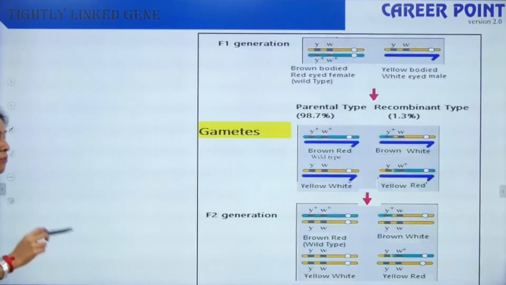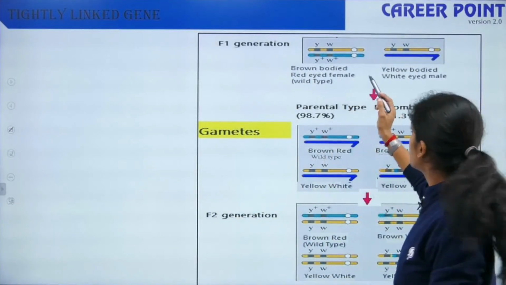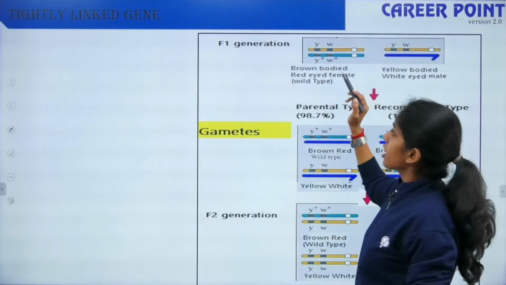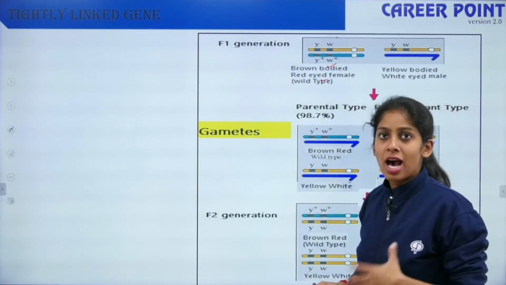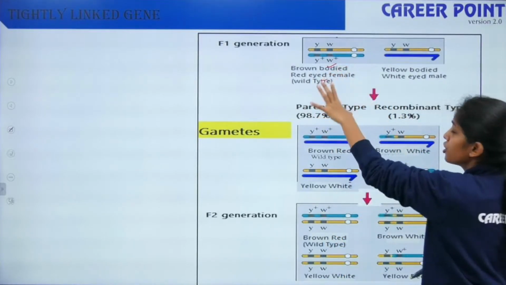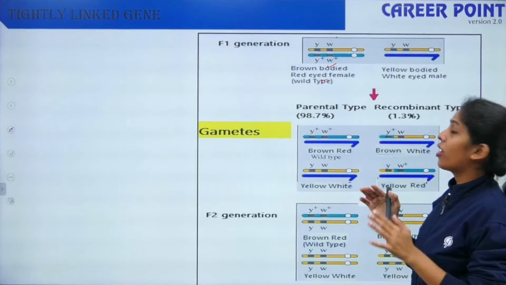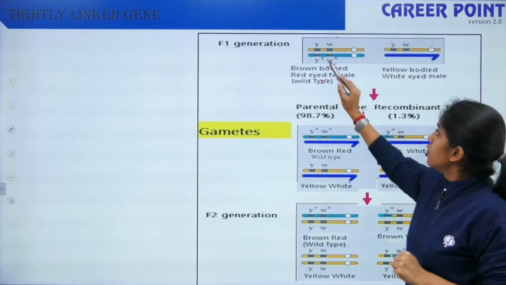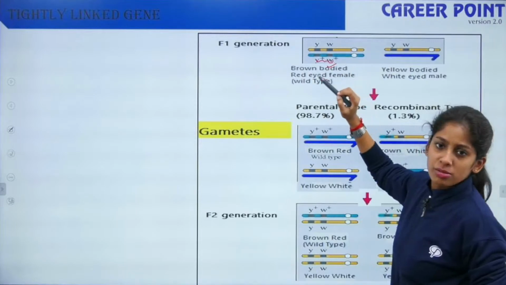Here we have an example in your textbook for tightly linked genes. You don't have to understand the crossing, but just understand. We are talking about Drosophila, a fly, and two characters here, brown body and red-eyed female. The body is brown and the eye color is red. This is your normal type, the wild type female that is prevailing in the population. In the male, you have yellow-bodied white eye, brown-bodied red eye, yellow-bodied white eye. You can see the genes for the body color and eye color are located very close by.